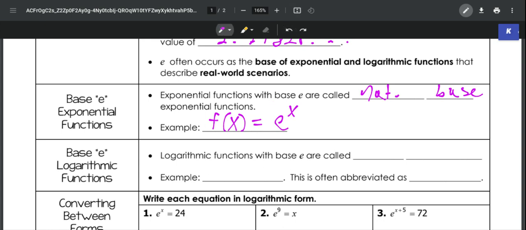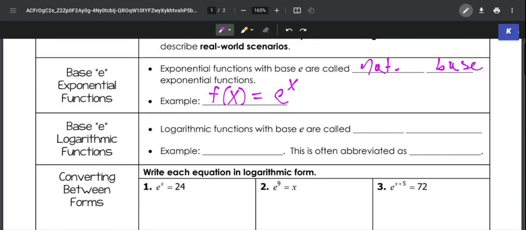So this is the good part. When our logarithm has that base e, then we have a natural logarithm. So we'll just say natural log. A natural logarithm is good because we can abbreviate it, and you've probably seen this on your calculator too, but I'll give you an example of what that would look like.